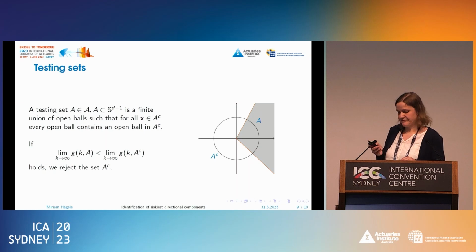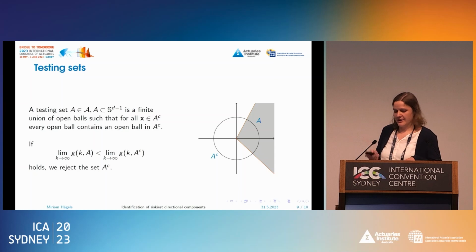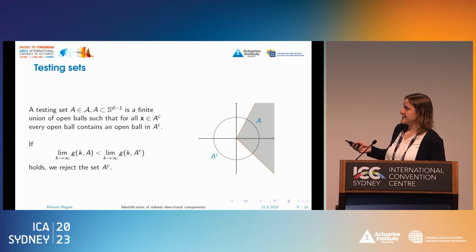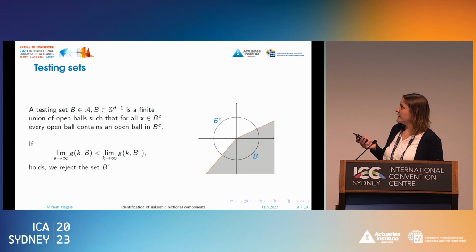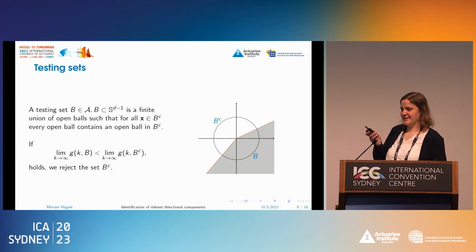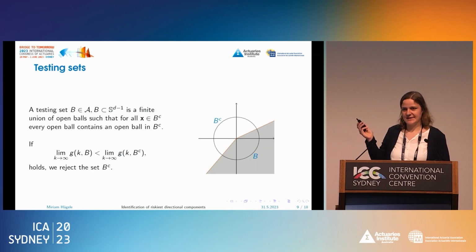And then if we see that an inequality holds, it's not the same, so we know that we can reject this set A complement. So let's assume now we see in our example that this holds. Then we would reject this set A complement. And if we would do the same for another set, let's say B, and we would see that the same also holds for B, so G from K and B is smaller than G from K and B complement when we go to the limit, then we would also reject this set B.